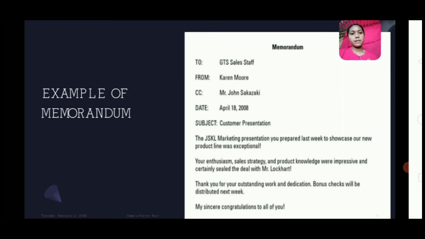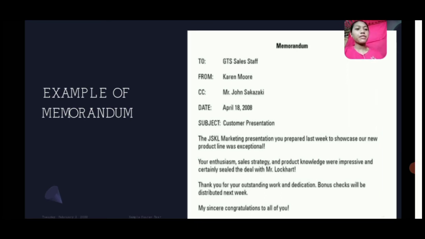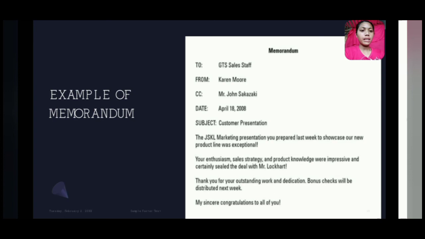Subject: Customer presentation. The opening: the GSKL marketing presentation you prepared last week to showcase our new product line was exceptional. And for the body: your enthusiasm, sales strategy, and product knowledge were impressive and certainly sealed the deal with Mr. Lockhart. And for the closing part: thank you for your outstanding work and dedication. Bonus checks will be distributed next week. My sincere congratulations to all of you.